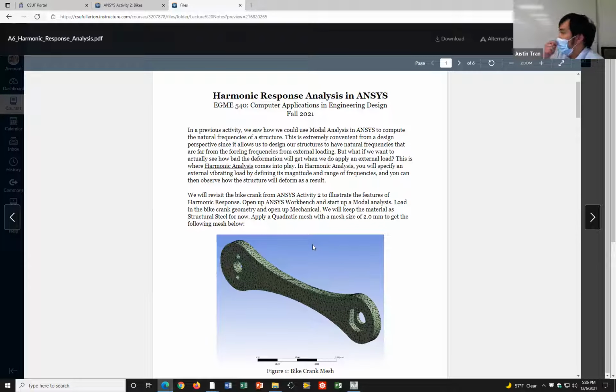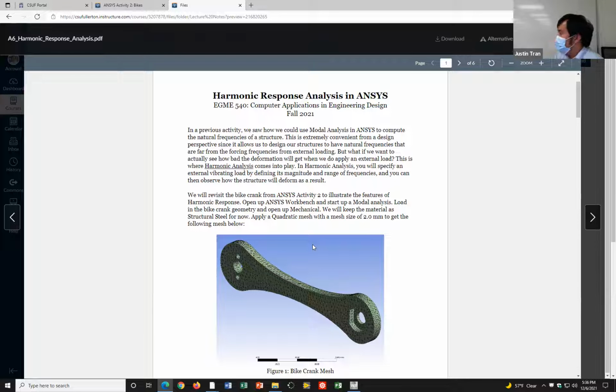We talked about how every structure has a series of natural frequencies. These are the frequencies at which these objects naturally vibrate. If you do end up forcing your structure at the frequency that matches its natural one, then you are going to get resonance, which results in very high amplitude oscillations.